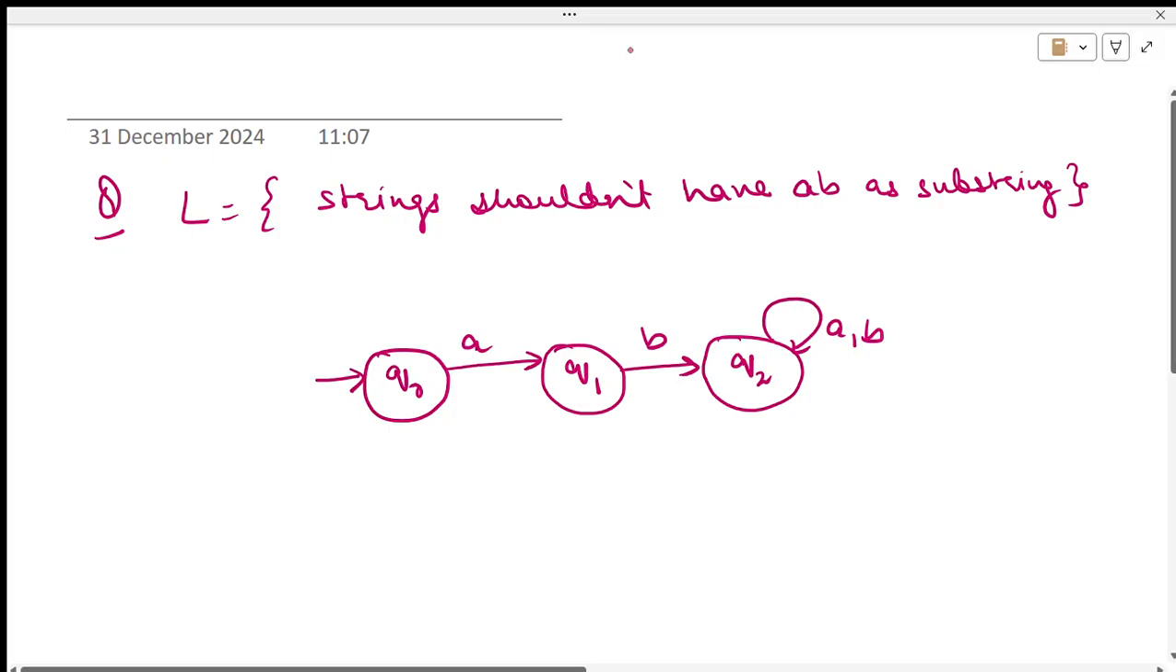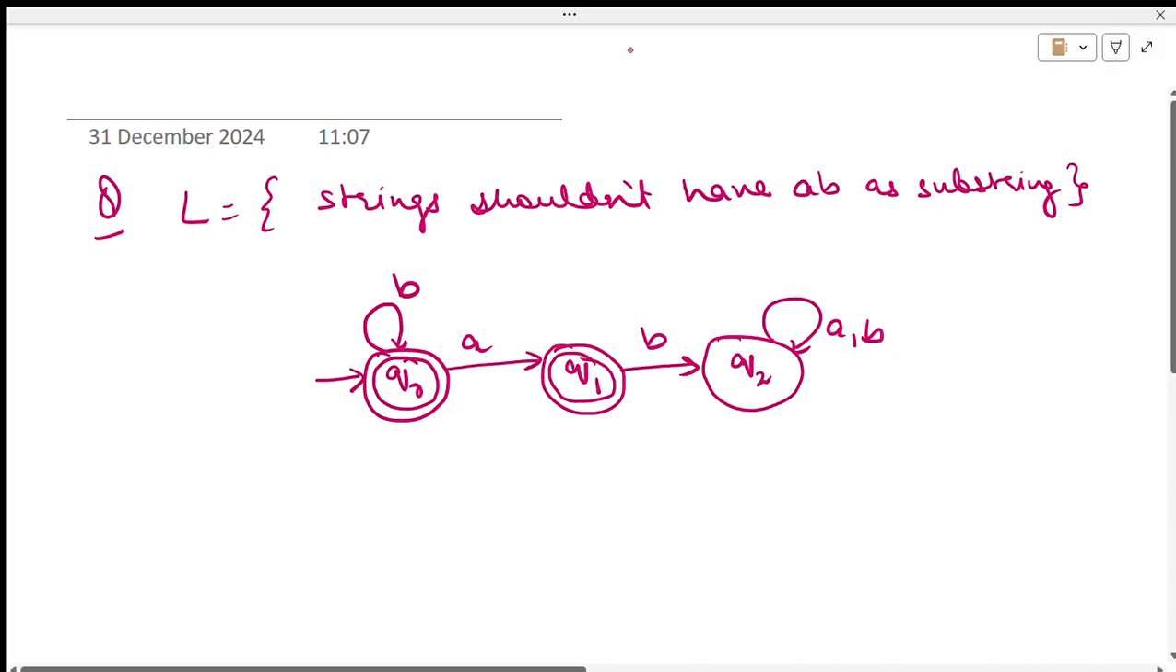But remember that we have to make Q0 an accepting state because null doesn't have AB. So null is accepted. Make the initial state the final state. A single A is also accepted, so make Q1 an accepting state. Now complete the diagram by showing what will happen if Q1 sees an A and Q0 sees a B. If Q0 sees a B, keep it here only. Any number of B will be accepted.